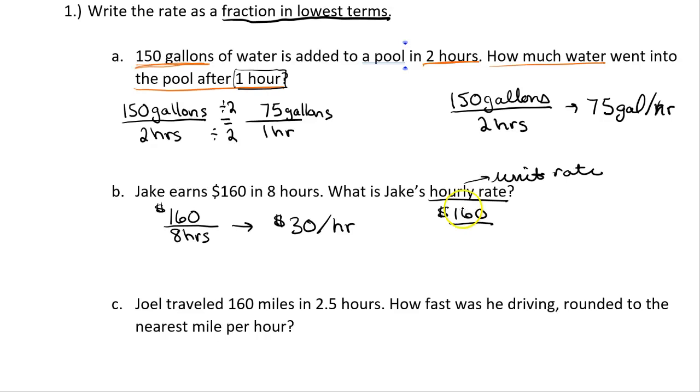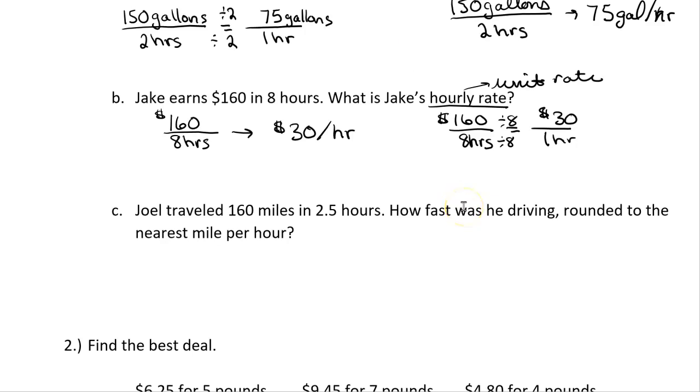And we have 160 divided by 8 hours equals, now think for a second, what is the new denominator that you're going towards? Well, we're going for 1 hour. So this looks like what we did in A. Now we divide top and bottom by 8. And again, we get 30. All right, go ahead and do it again with C.